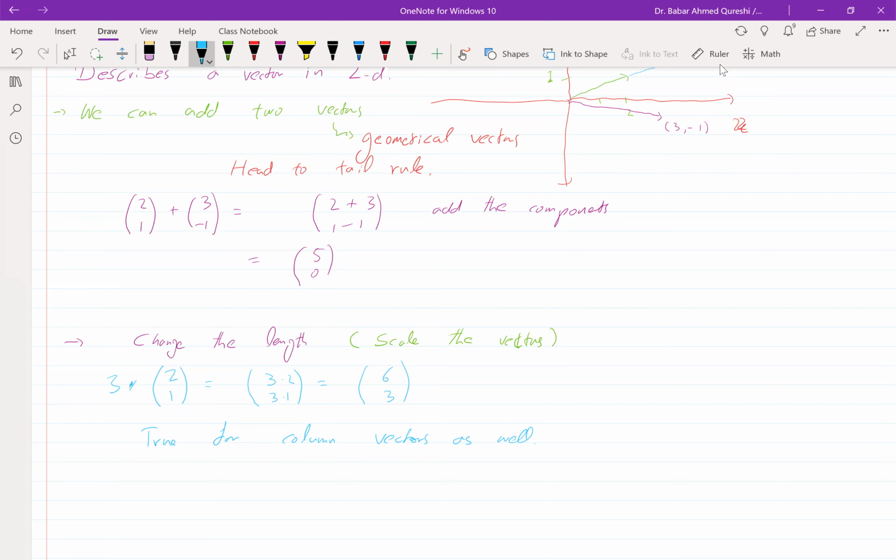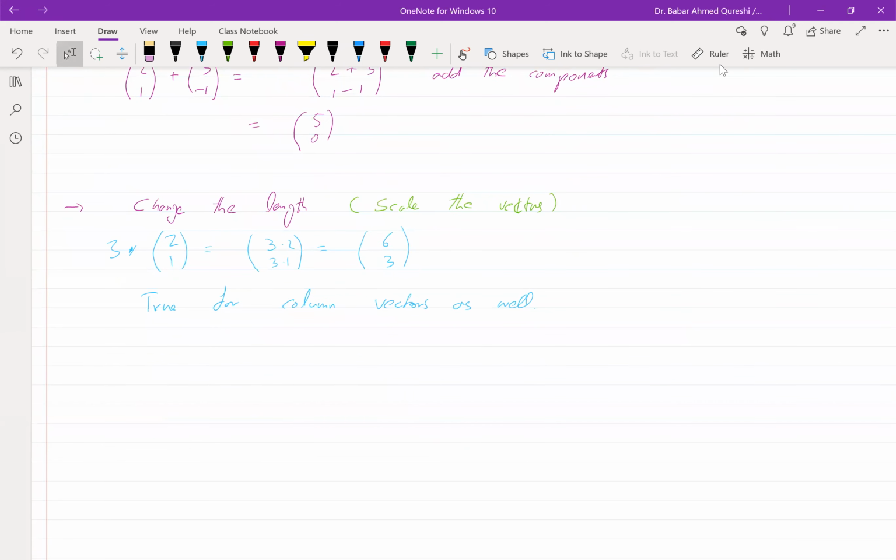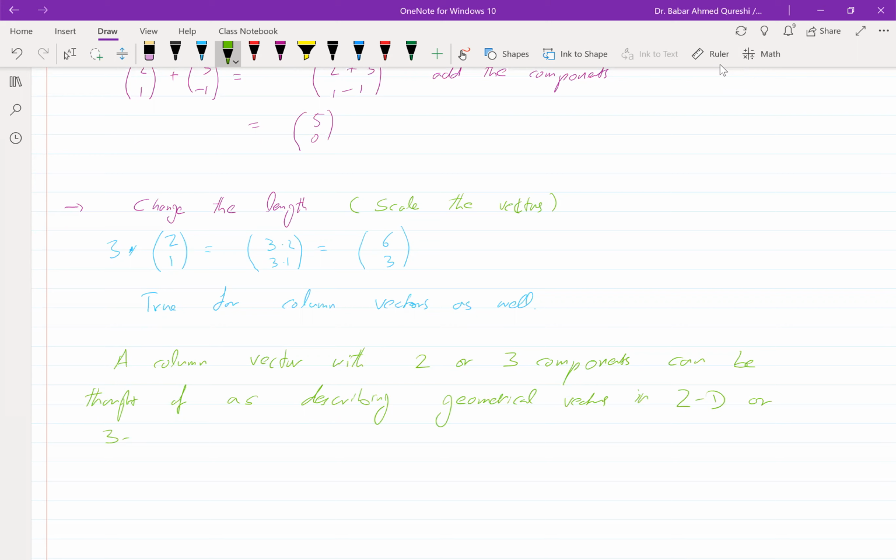So whenever you see a column vector, you can translate it into a geometrical vector, something living in the, so a column vector with 2 or 3 components can be thought of as describing geometrical vectors in 2D or 3D respectively.